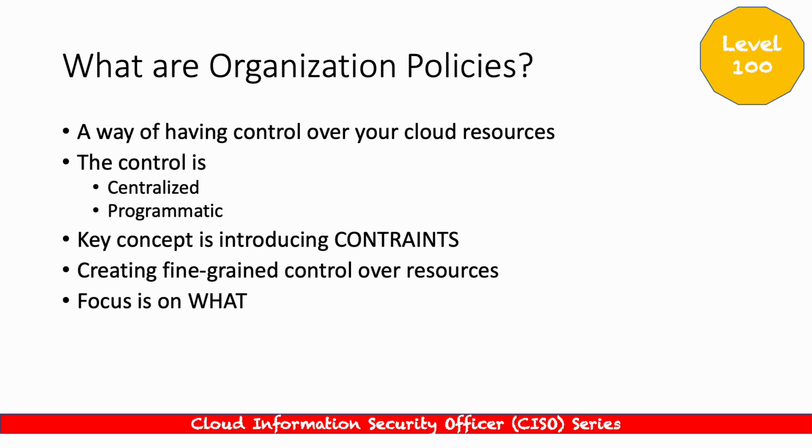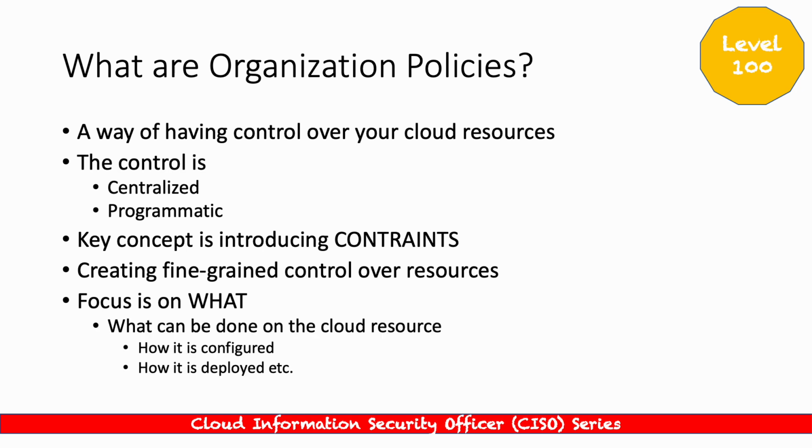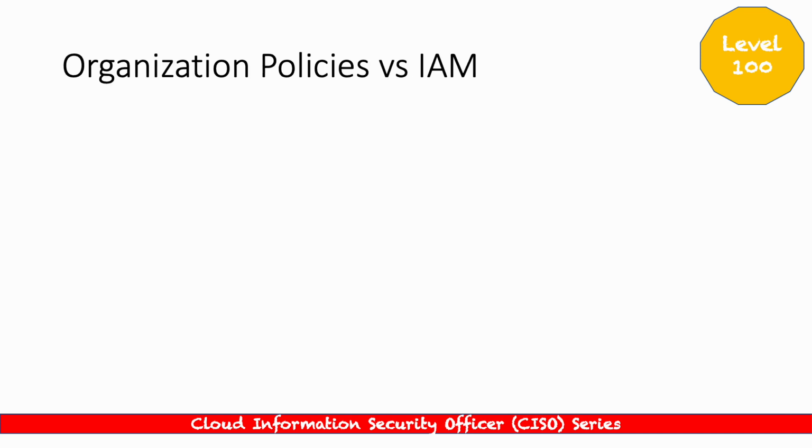What we're focusing on in this module, with organization policies, is the what aspects: what can be done on the cloud resource. When we think about what can be done, things like configuration and deployment are the kind of things that can be done on a specific resource. The whole aspect of constraints is setting restrictions: what you can do, what you can't do, and so on.